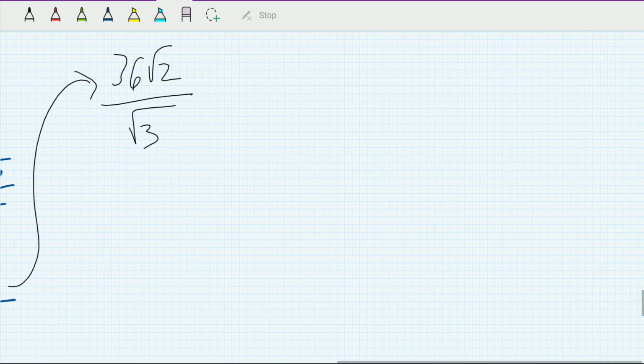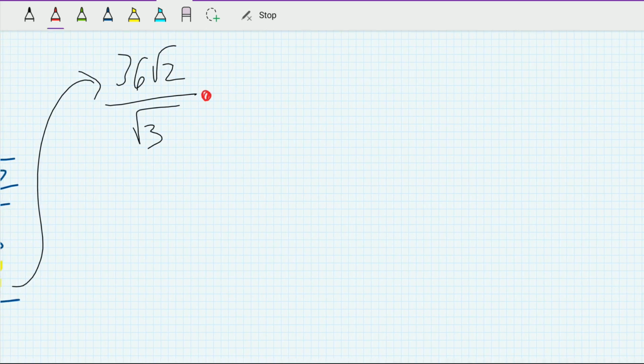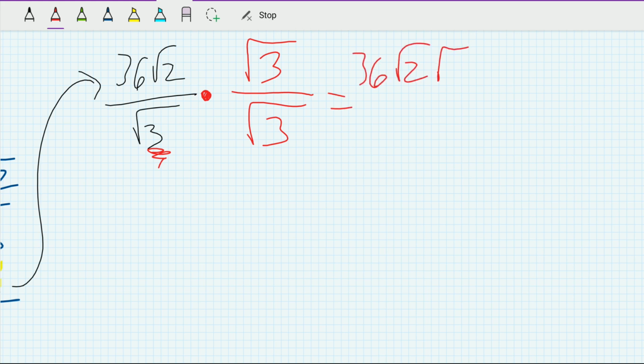In order for me to rationalize, I'm going to have to multiply by square root, and the denominator always determines what the number is. Like I said before in rationalizing, if you do it correctly, the denominator will always simplify into a perfect square root. So we end up getting 36 square root 2 times square root 3 over square root 9. The really nice part is look at the denominator. That always has to become a nice whole number afterwards.